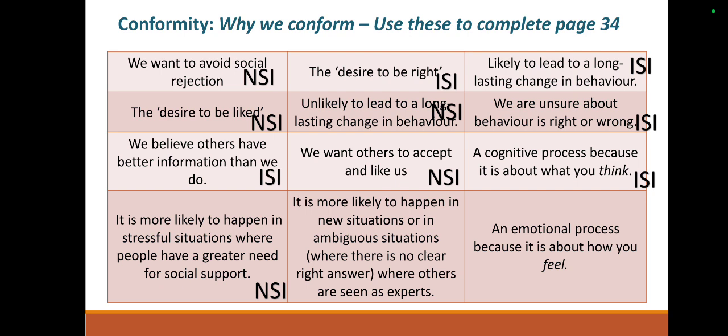You go into a new class or to a new job. So there's no clear right or wrong answer and you assume that the other people present are experts in some way. So that's informational social influence, and we've already done that bottom one. Normative is about how you feel. So pause this video again now, get those divided, pop those into the table on page 34. And then we're going to skip over page 35 because your teacher will do that with you to check that you understood the concepts. So when you come back, we're going to be on page 36.